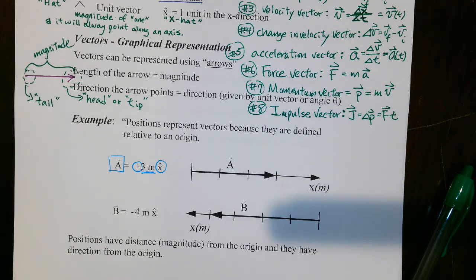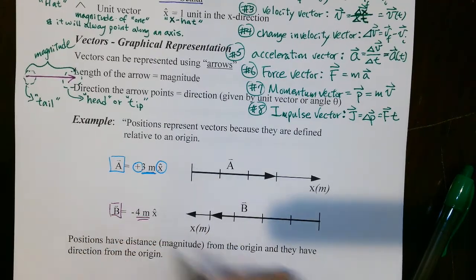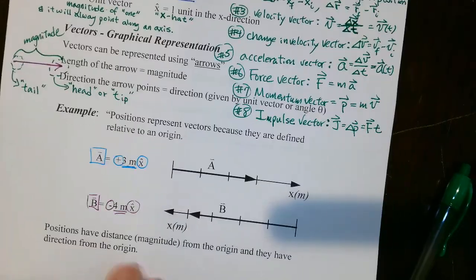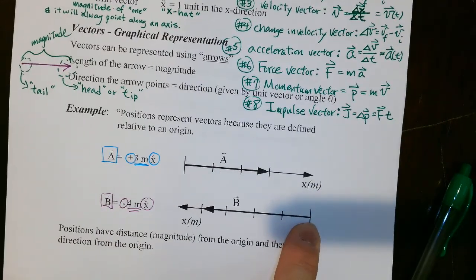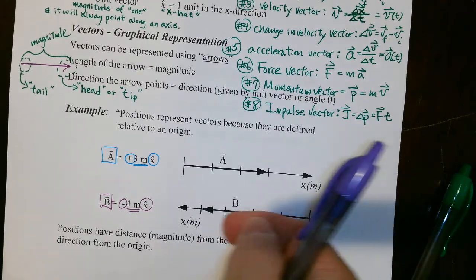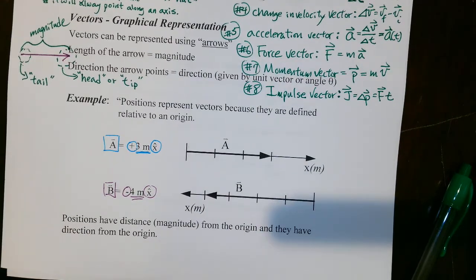Now, let's say I represent another vector, vector B, and this time my vector B is 4 meters long, pointing in the negative x direction. Again, I could start my vector from my origin and then point in the negative x direction 4 centimeters to represent my 4 meters. Okay?